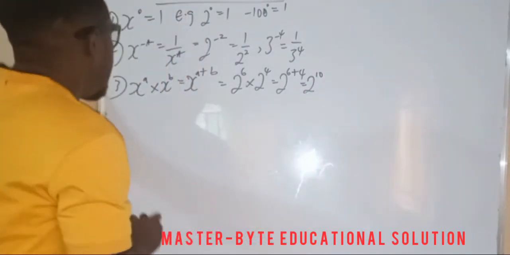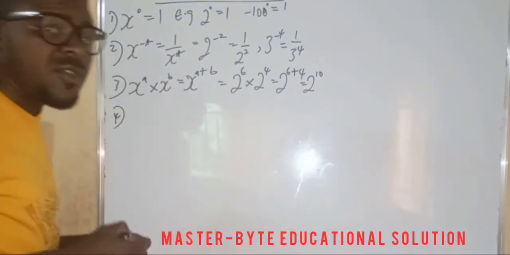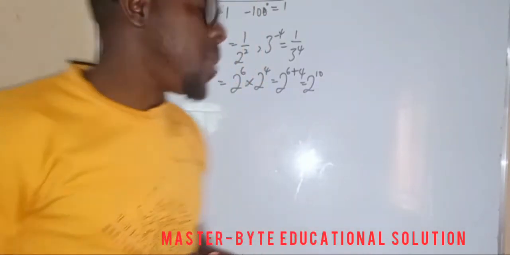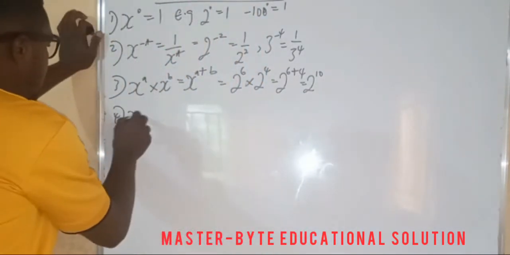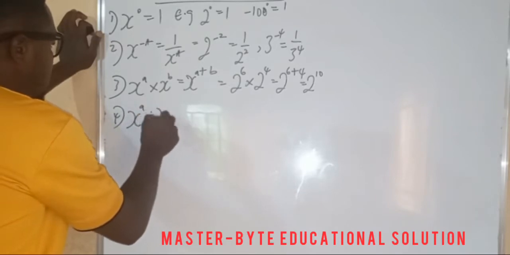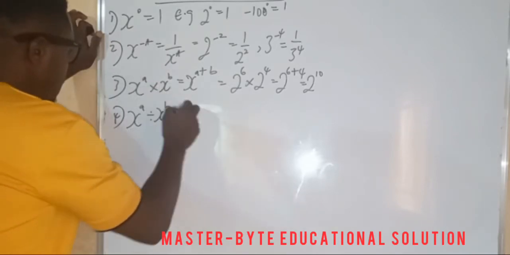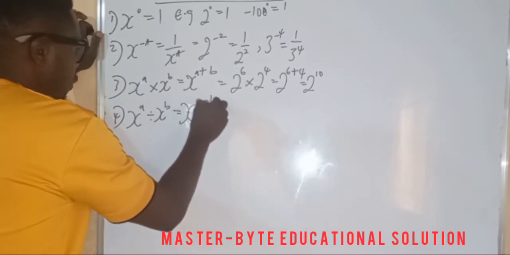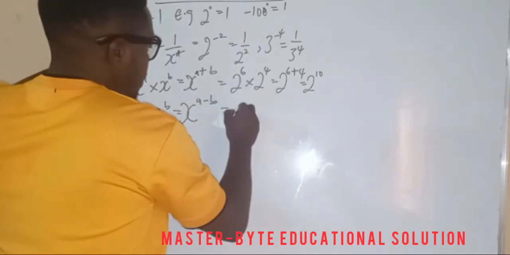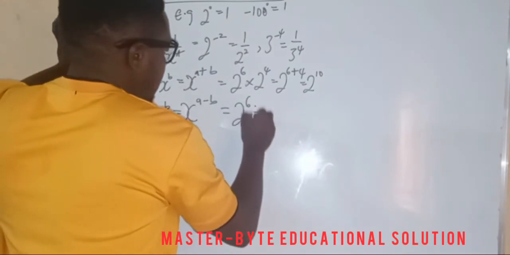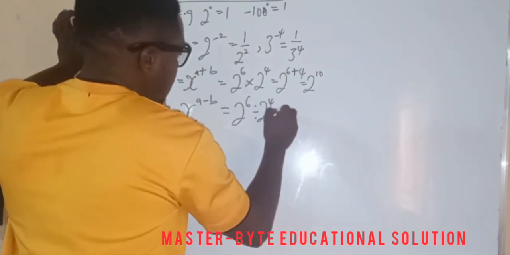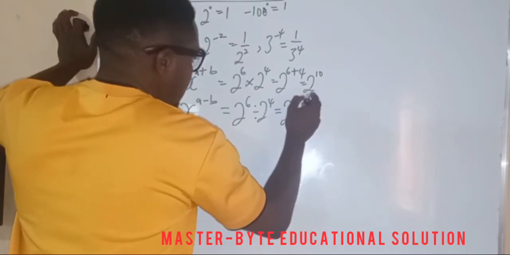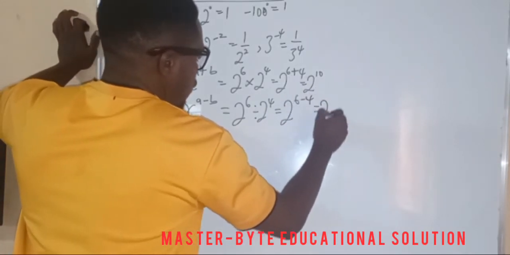Now, the fourth law says that division is the same thing as subtraction, if they have the same base. If you have x raised to power a divided by x raised to power b, it means x raised to power a minus b. If you have 2 raised to power 6 divided by 2 raised to power 4, it is 2 raised to power 6 minus 4, which is 2 raised to power 2.